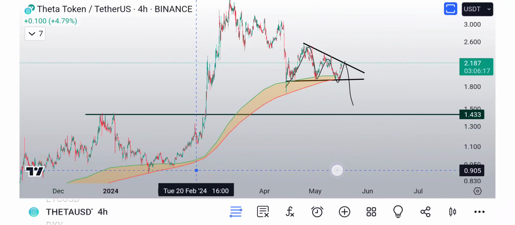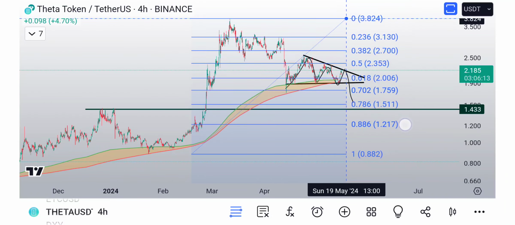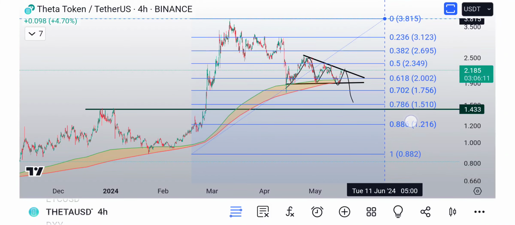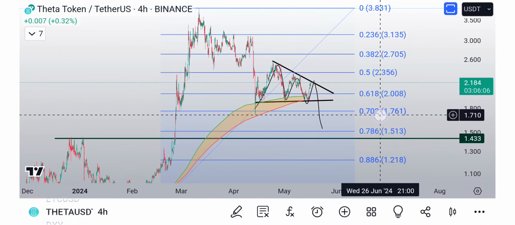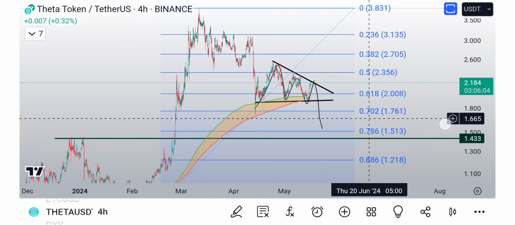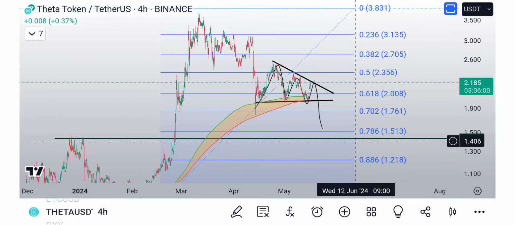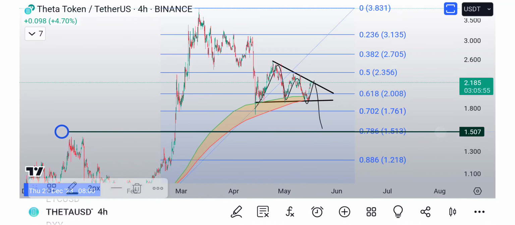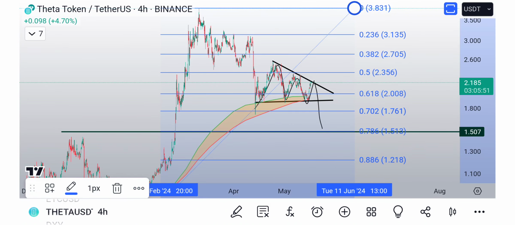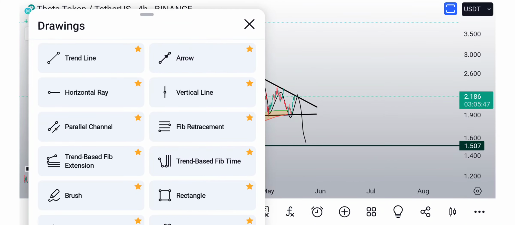Actually, let me do it like this. I'll put the retracement from here, and I'm going to go up to here. That's why I don't really like it a lot, because we already hit a 618 retrace. We already tagged the 702. Anything deeper than that, we're playing with the 786. So that's why it's important for Theta to stay above $1.50, $1.40. But if this is a triangle, fourth waves occur in triangles, right?